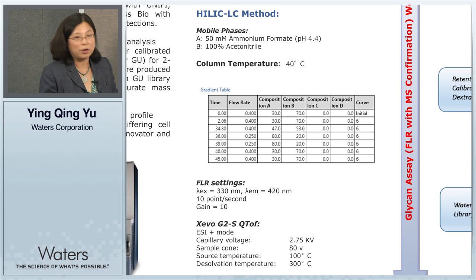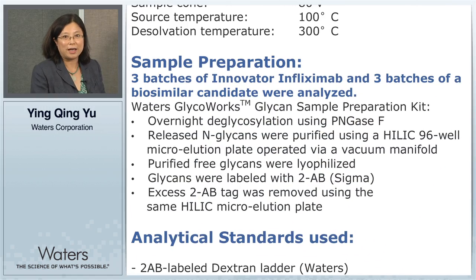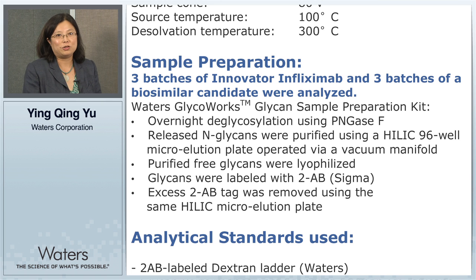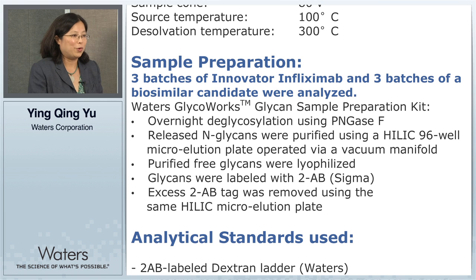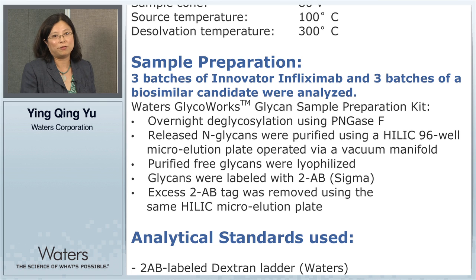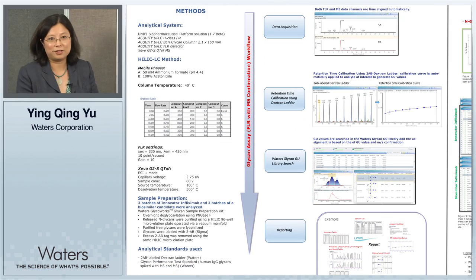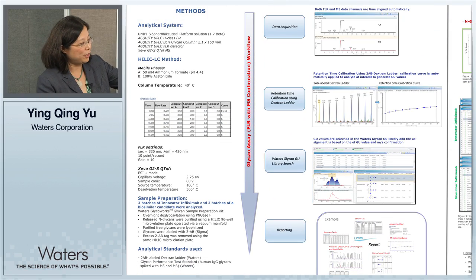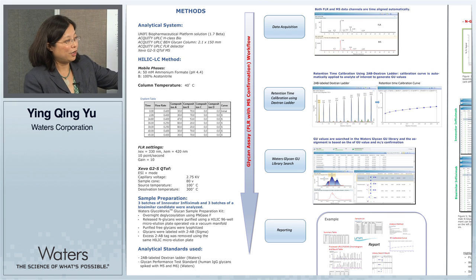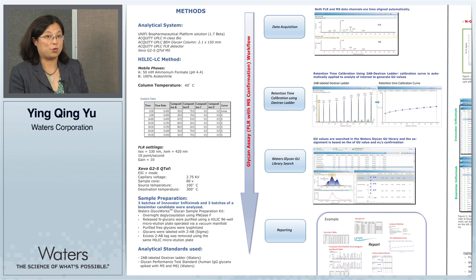Very importantly, I want to mention that the sample preparation for N-linked Glycan was done using the Waters GlycoWorks kit, and that's very important for anybody doing MS analysis on glycans. Sensitivity is critical, and the Xevo G2-S offers that sensitivity for LC-FLR MS analysis. Now, in the middle, this panel is very important. This gives the information on the glycan assay called FLR with MS confirmation workflow in UNIFI version 1.7.